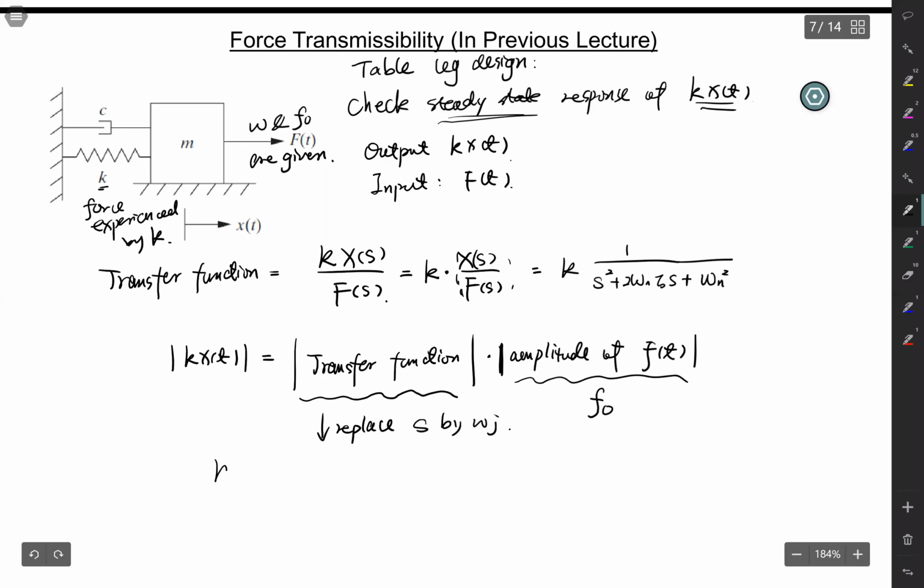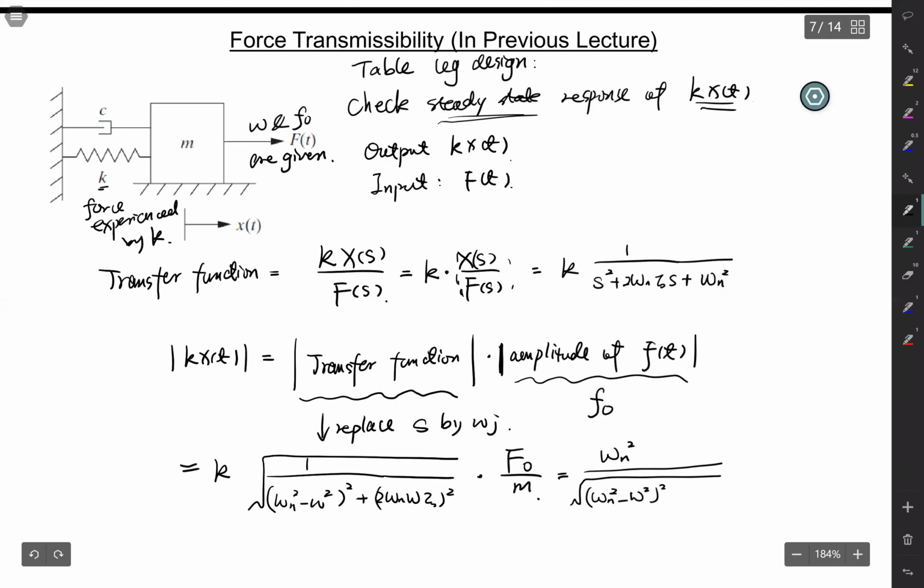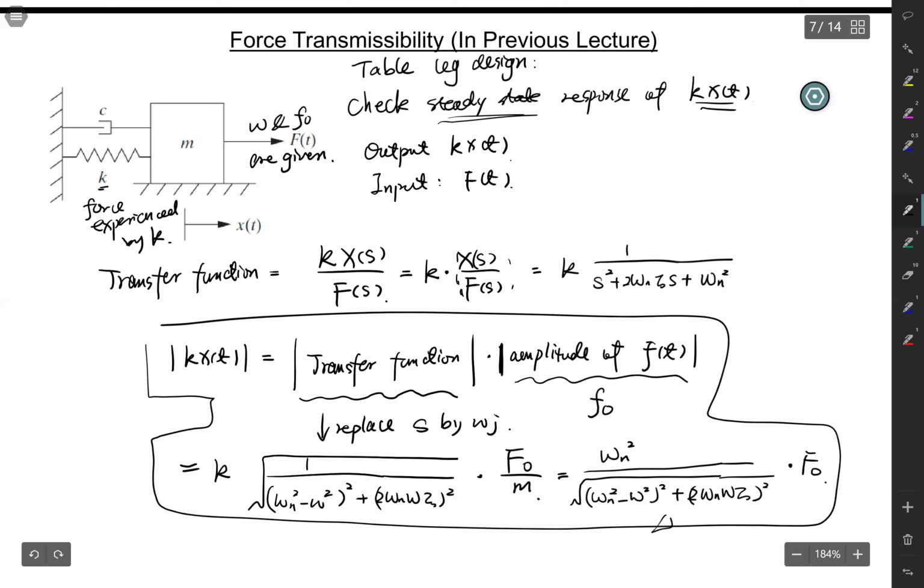If you want to write it out, it's k times 1 over the square root of (omega n squared minus omega squared) squared plus (2 omega n omega zeta) squared, times f naught. And remember that your f naught is big F naught divided by m, right? And then your k over m can be replaced by omega n squared. You have omega n squared over the square root of (omega n squared minus omega squared) squared plus (2 omega n omega zeta) squared, times your force amplitude. So eventually the spring force can be directly calculated from here. If you compare these equations to the equations we got in lecture number 8, they are actually identical.